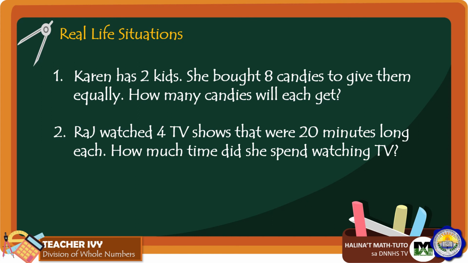Thus, the dividend in the given situation is 20 minutes and the divisor is 4 TV shows. The number of TV shows is 4. The number of minutes is 20. Number of minutes for each TV show is 5. 20 minutes divided by 4 is 5. Therefore, Raj spent 5 minutes per TV show.